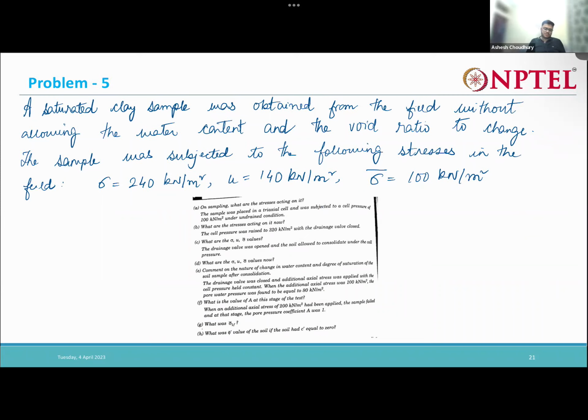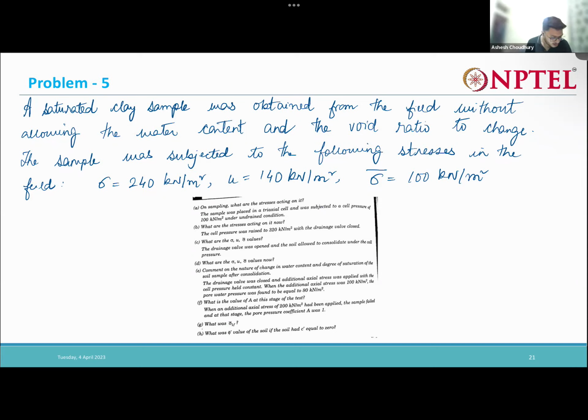Okay, so this is the next problem. Problem 5. A saturated clay sample was obtained from the field without allowing the water content and the void ratio to change. That is an undisturbed sample. A sample was subjected to the following stresses in the field: sigma value 240, pore water pressure was 140, and effective sigma is 100.